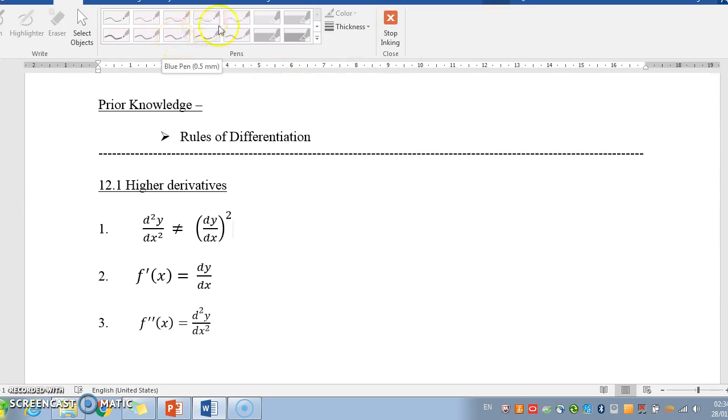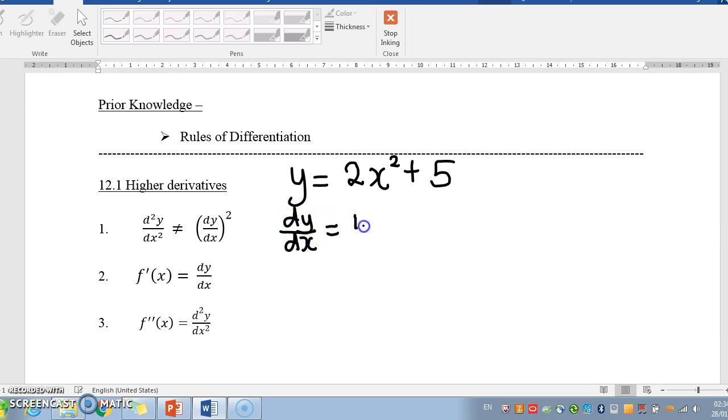So let's do an example. Given y equals 2x squared plus 5. Okay, so if I find dy dx, the first derivative, I will have 4x. If I differentiate one more time, okay, notice how I write d squared y over dx squared. My answer will be 4.